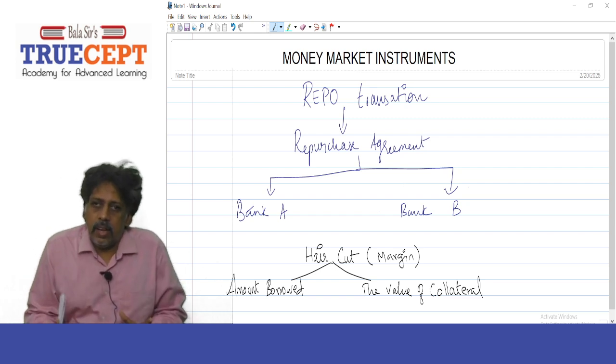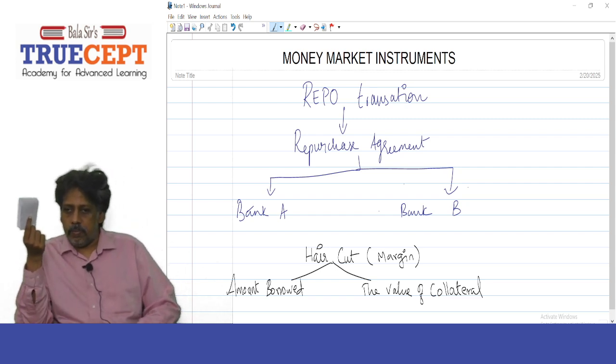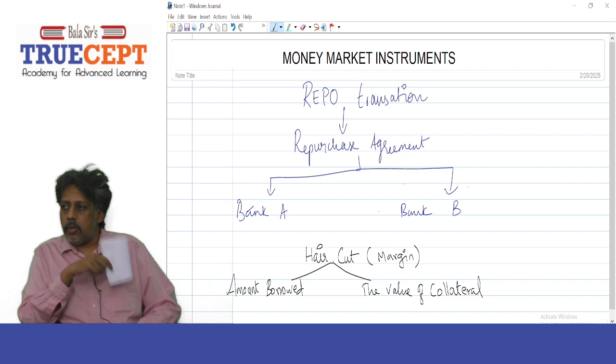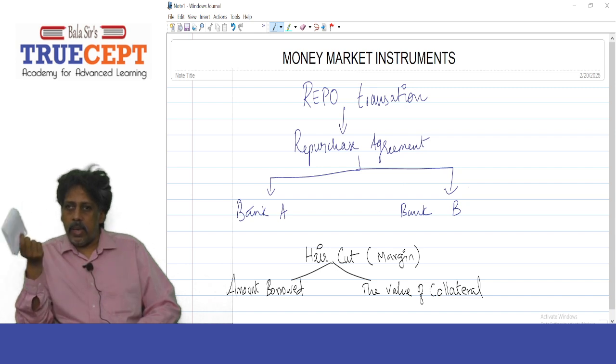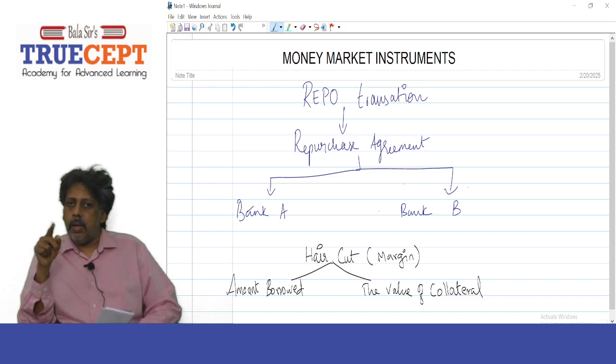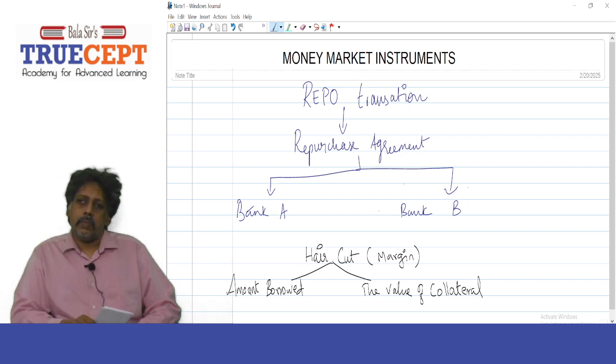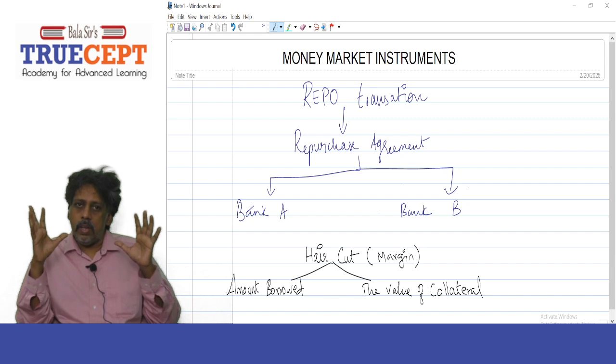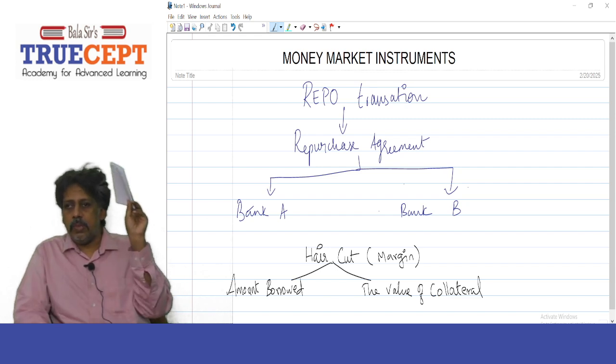Now, what is the entry in the books of bank A? Think about it. When they got 98,000, the entry in the books of bank A will be bank account debit or cash account debit to loan from bank B. How much? 98,000. That is the amount borrowed against the investments given as a collateral, as a security.